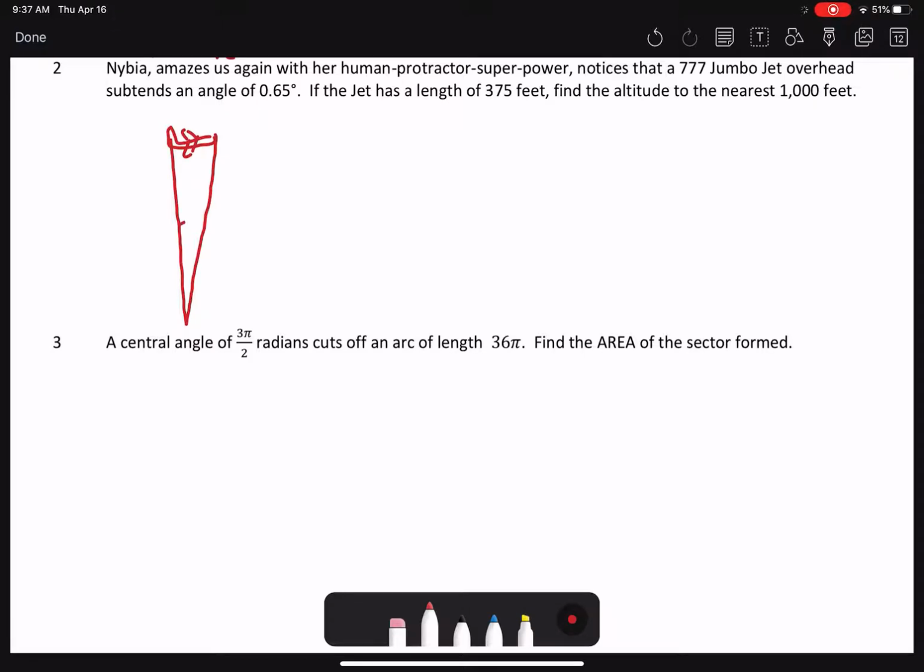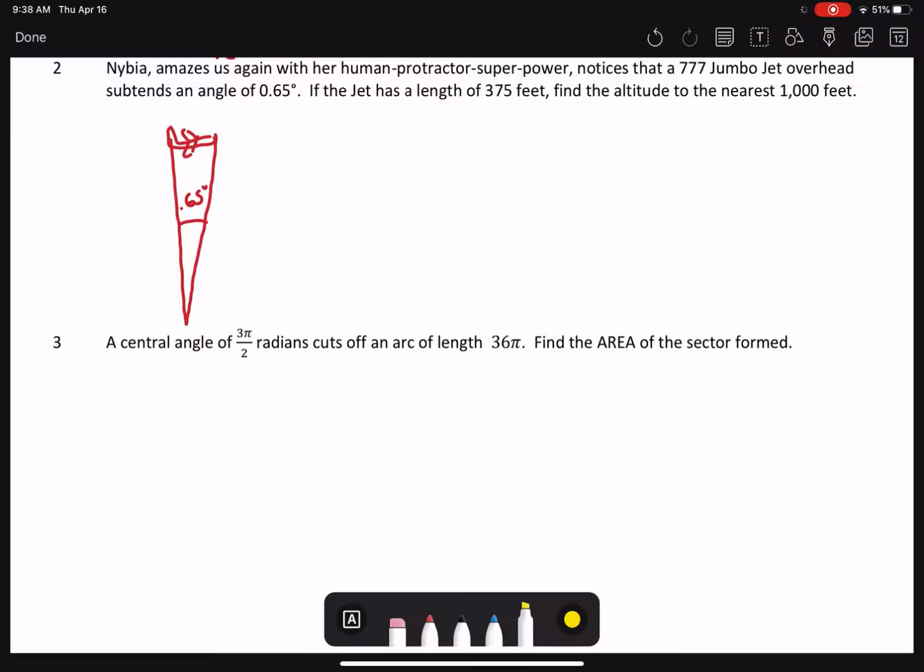And we're told that this angle right here is 0.65 degrees. It's an incredibly small angle. And we know that with an incredibly small angle and a huge radius, the arc length right here really could be almost represented.